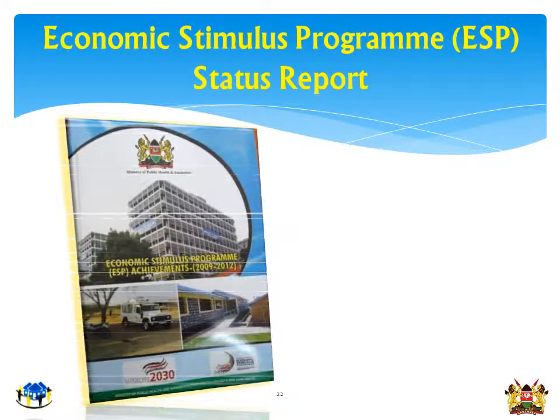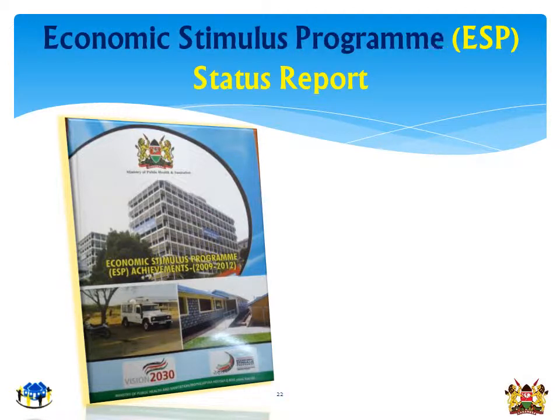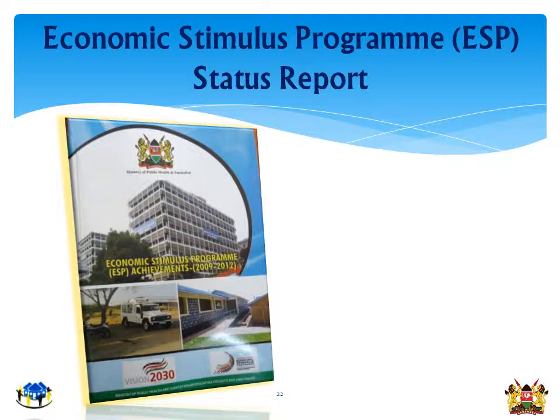Finally, we have the Economic Stimulus Program Status Report, covering the years 2009 to 2012, outlining the achievements of the community level involvement and contribution in the National Blueprint Vision 2030. This is important in outlining how the community level is participating and contributing towards national development.